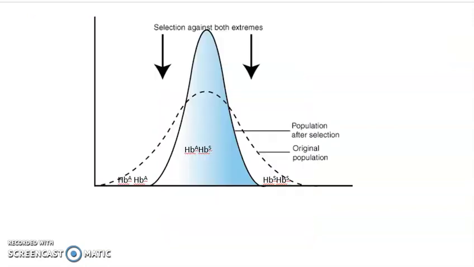So let us take the example of sickle cell anemia. You must have heard about sickle cell anemia in the early chapters. In this situation, this dotted line represents the original population, okay? There was an original population of individuals where very few were normal, very few were sickle cell, and the majority were carriers. Okay.